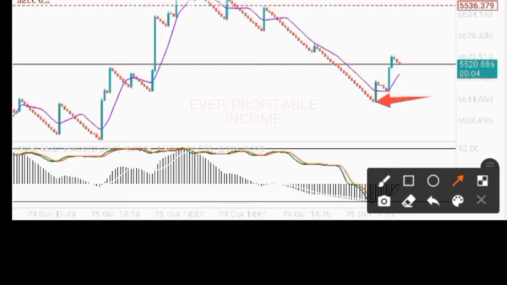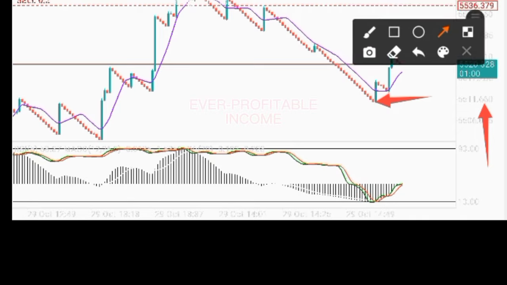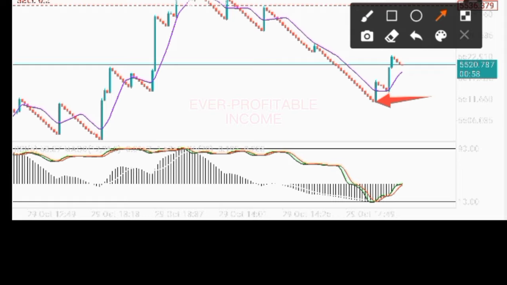Okay, and now look at this. Let me move this over here. Right at the point where the breaker block occurred and where the spike occurred, you can see that the MACD and the relative vigor index touched level 10. Can you see that?